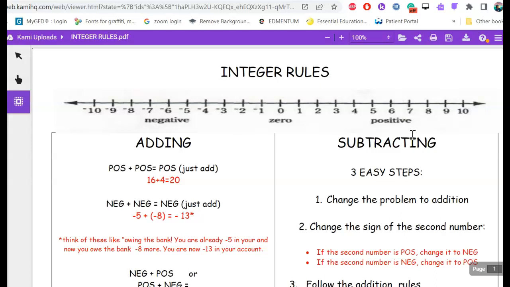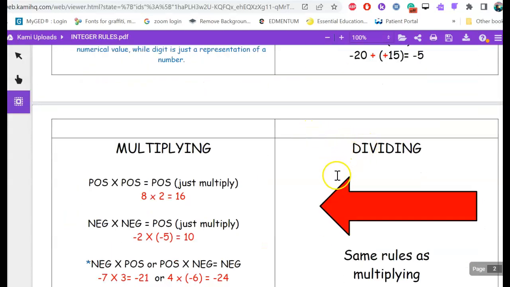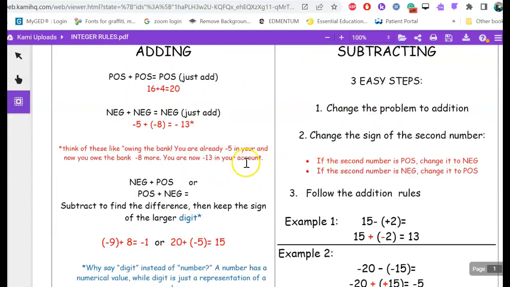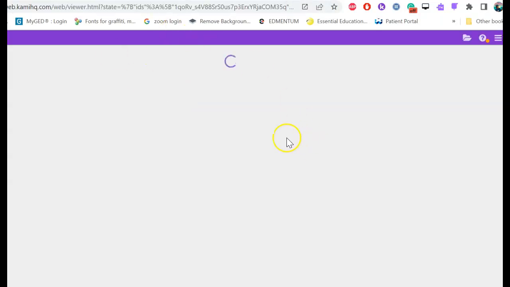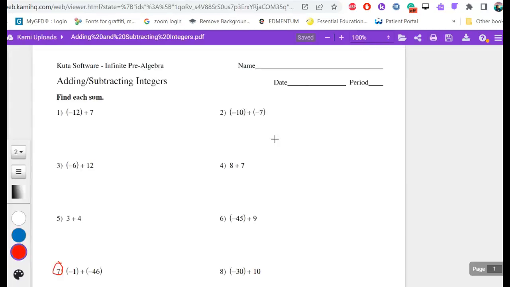So the next thing that we had practiced in class was remembering how to add, subtract, multiply, and divide integers without using a number line and without using a calculator. Okay, so we went through all the rules. We first did adding rules, subtracting rules, then multiplying rules, and then division rules, which are the same as multiplying rules, and practiced those using some problems. But first, let's go back and review the rules.